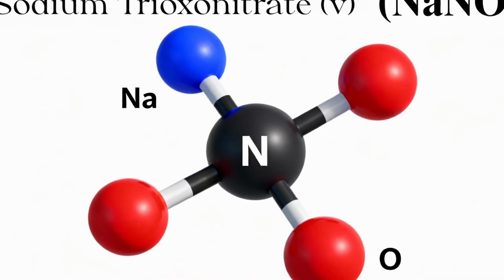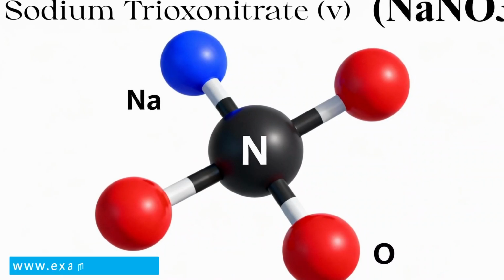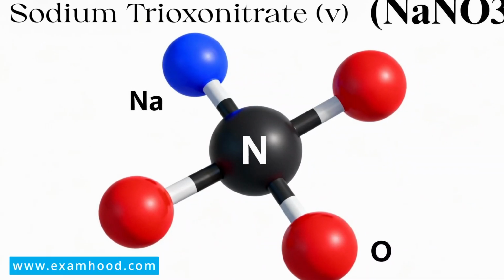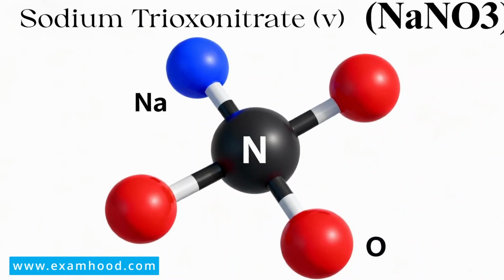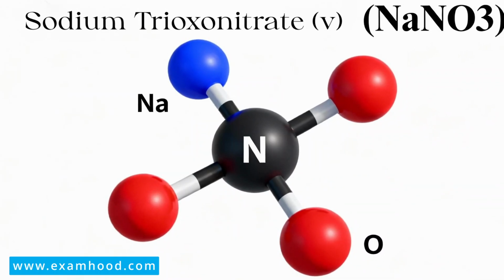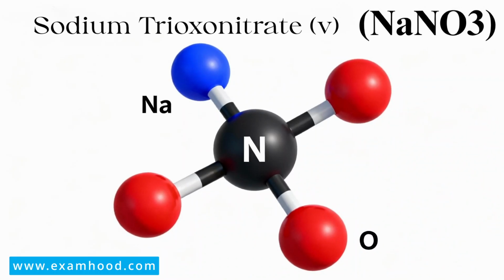Then another good example is sodium nitrate. The chemical formula is NaNO3. You understand? In a molecule of that compound, you have one atom of sodium, one atom of nitrogen, and how many atoms of oxygen? Three atoms of oxygen forming that compound. You understand? So this is what you need to know about a molecule of a compound and a molecule of an element.